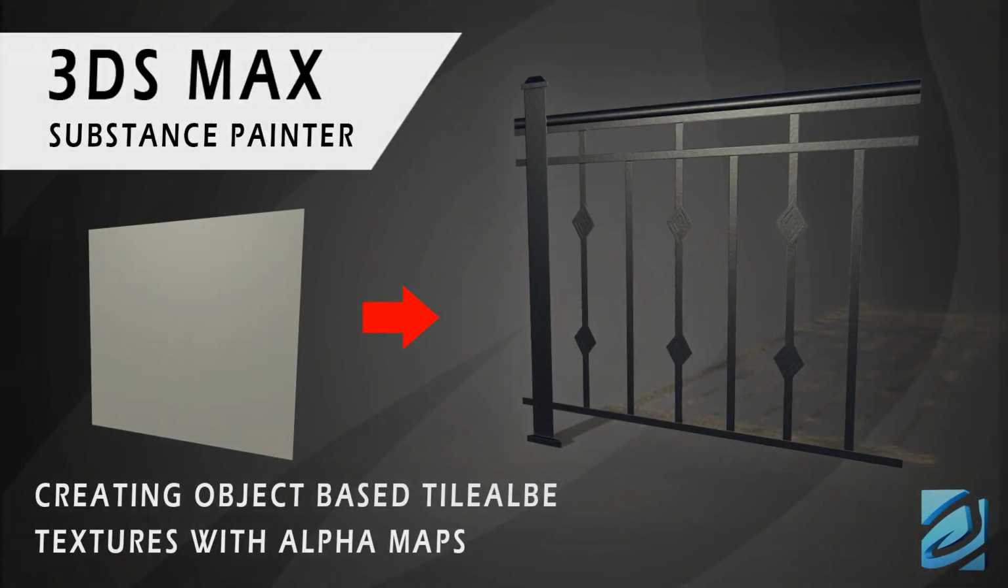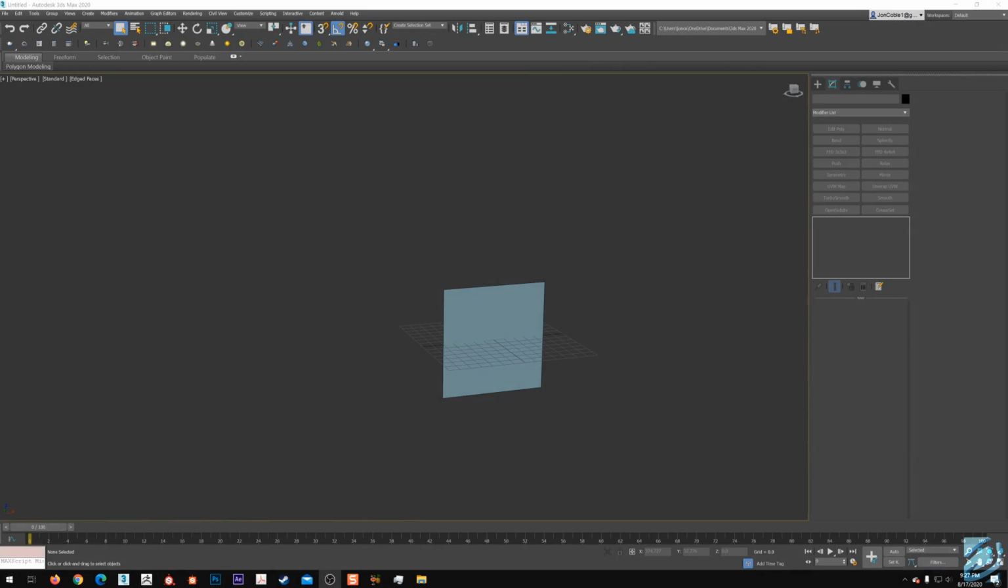Jonathan back, and today we're going to cover how to create object-based tileable textures with alpha maps inside Substance Painter. Now I know your first thought is like, well, why don't you just use Substance Designer, right? It's what the program's for, just straight up creating tileable textures. And yeah, I couldn't agree more, totally right.